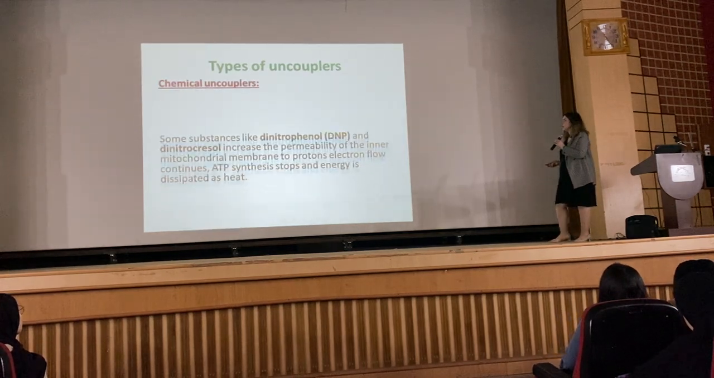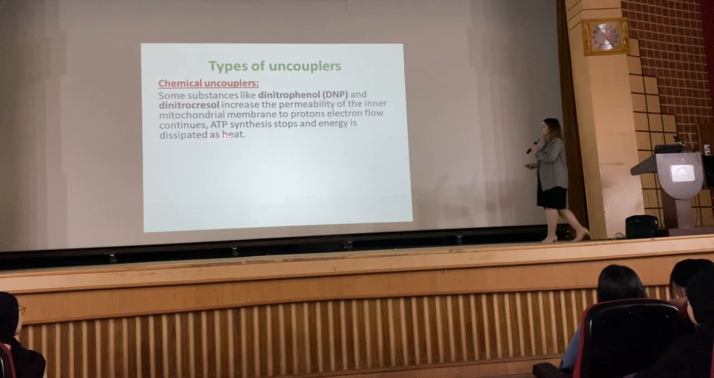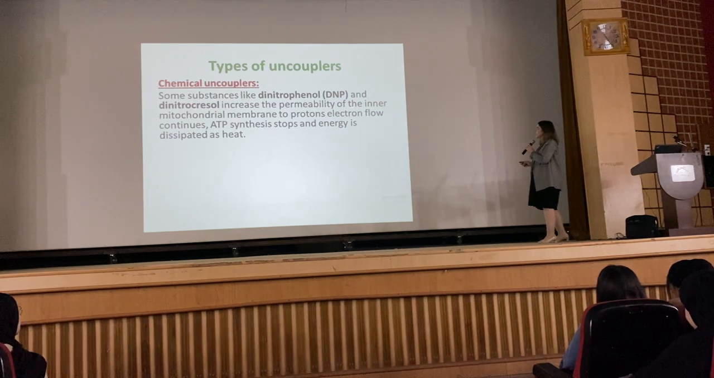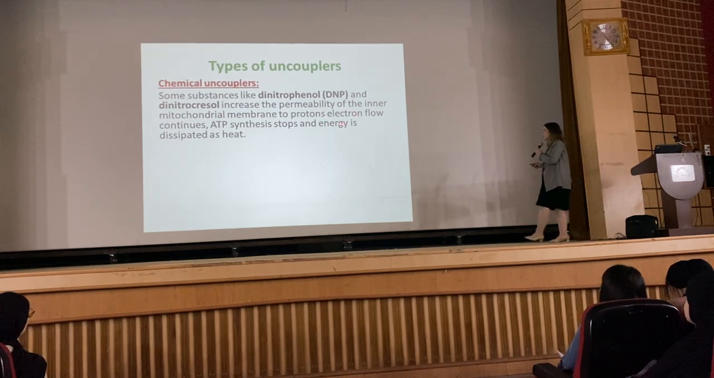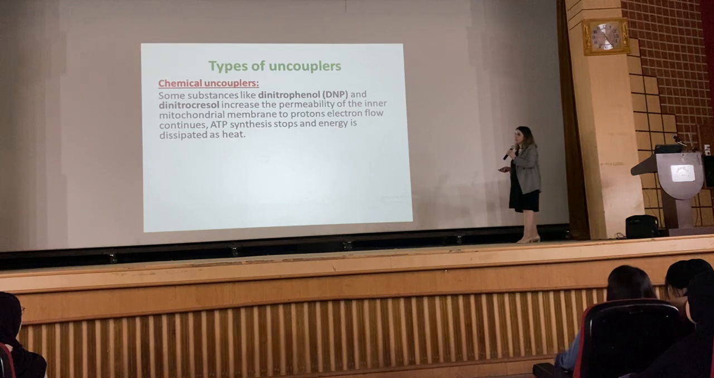For example, we have chemical uncouplers, substances like dinitrophenol and dinitrocresol, which increase the permeability of the inner mitochondrial membrane to protons. Electron flow continues while ATP synthesis stops, and energy is dissipated 100% as heat.